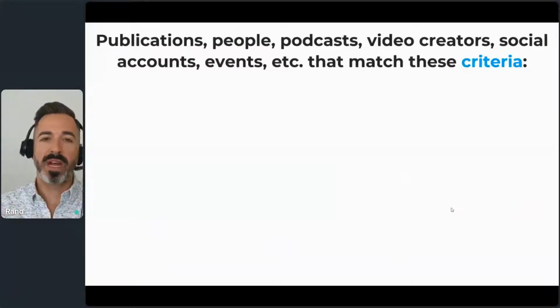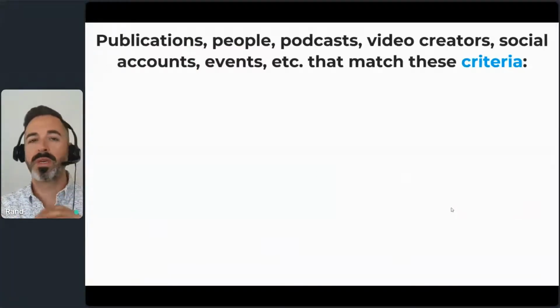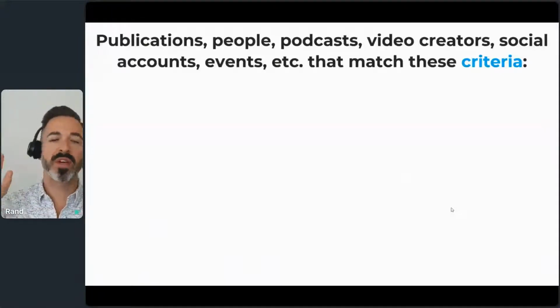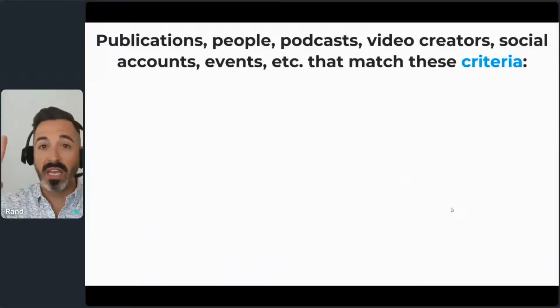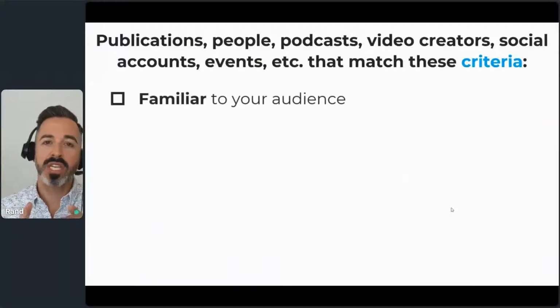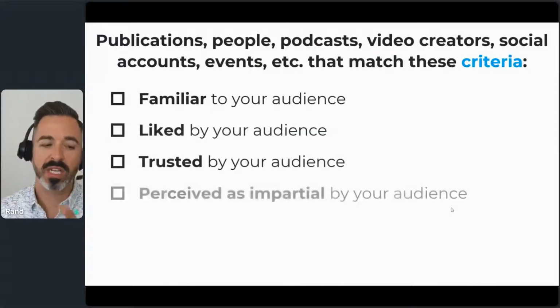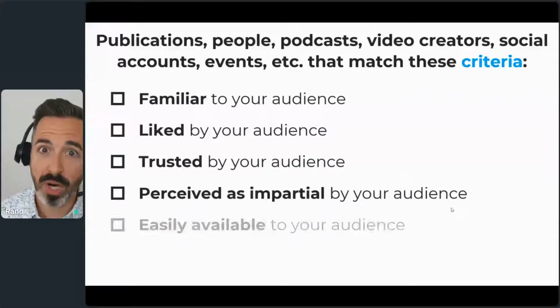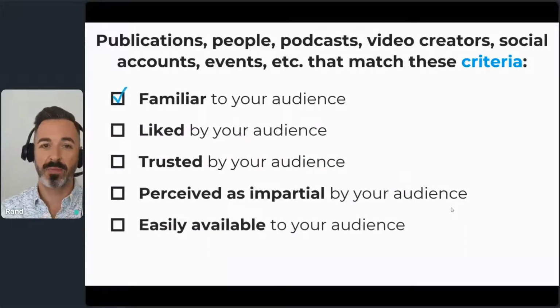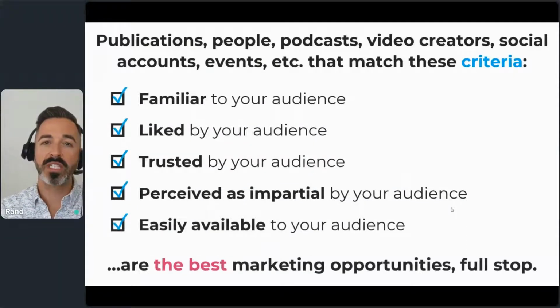This is my theory, right? That publications, people, podcasts, video creators, whatever, social accounts, events, influencers even, that match these criteria. They're familiar to your audience, they are liked, trusted, perceived as impartial, and easily available. These are the best marketing opportunities you have, full stop.